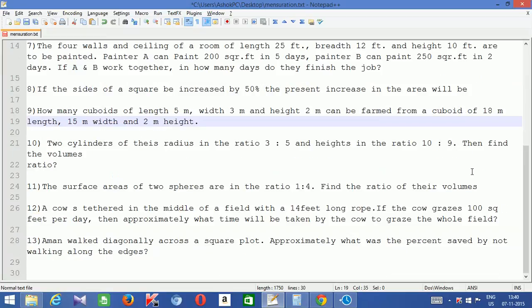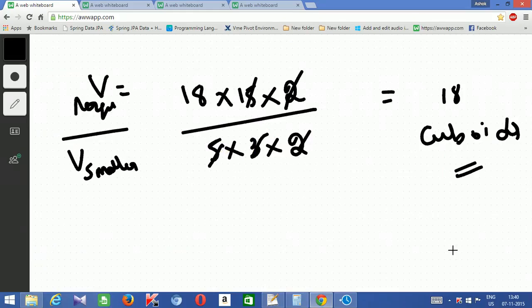Now the 10th question. Two cylinders have their radii in a ratio. As I told, a ratio is a comparison, not the absolute values. So two cylinders have radii in the ratio 3:5 and heights in the ratio 10:9. Now you need to find the volume ratio. They have given the comparison of radius and the comparison of height. You need to find the comparison of their volumes.